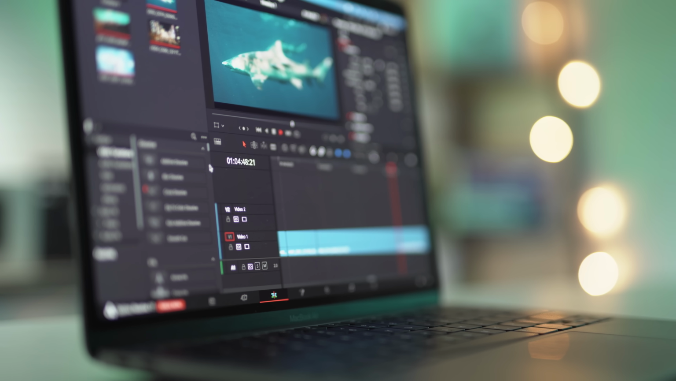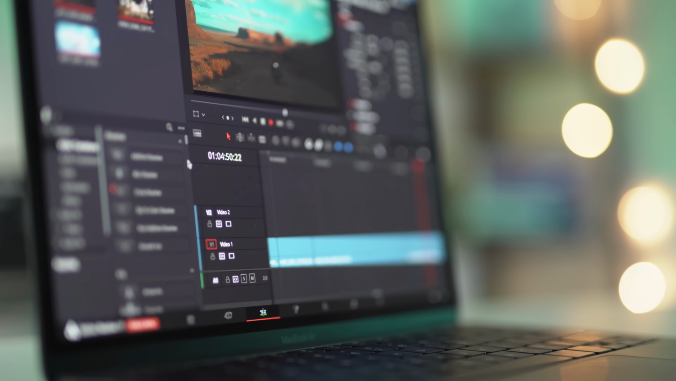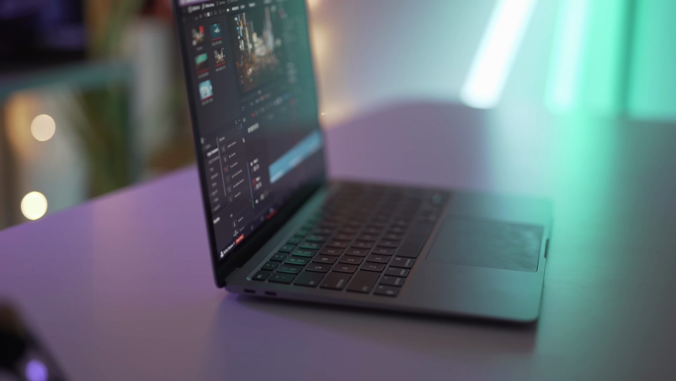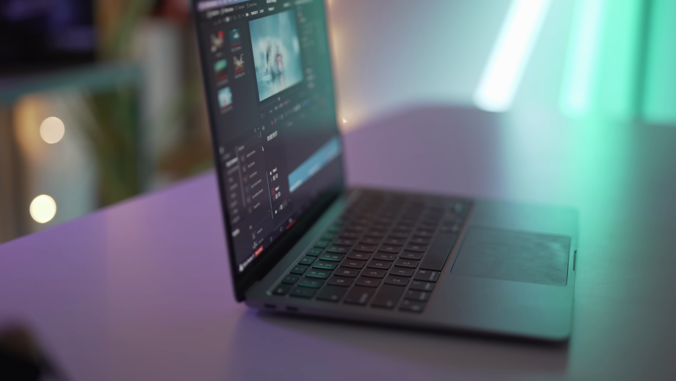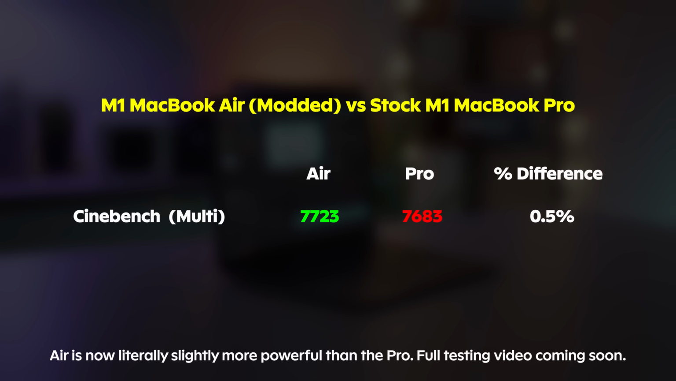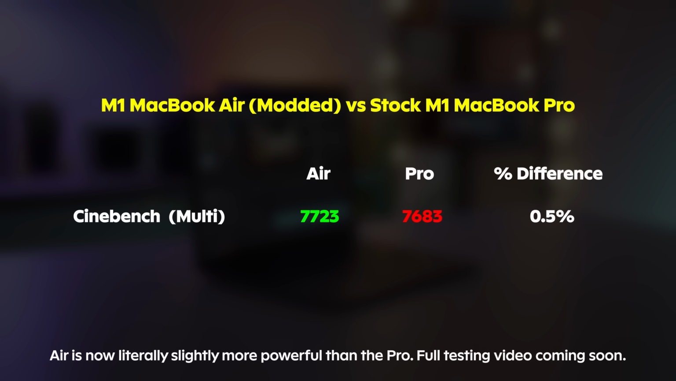The M1 MacBook Air is clearly much less thermally limited when it's modded, as it's able to get rid of that heat trapped in the chassis much more efficiently. And as you can see here with the M1 MacBook Pro, there is really not much difference any longer.